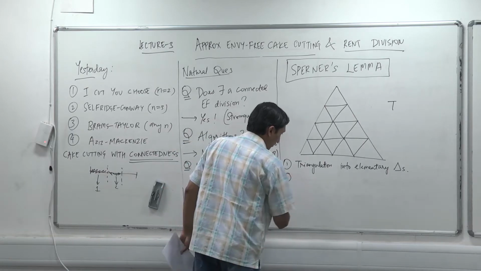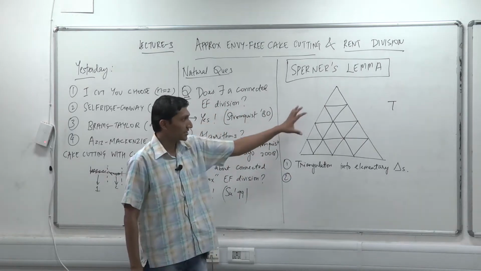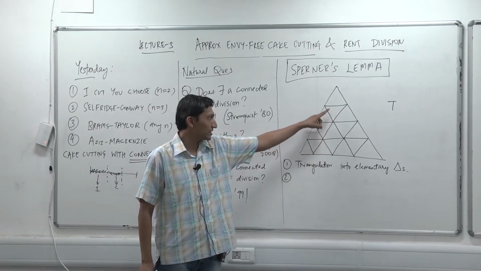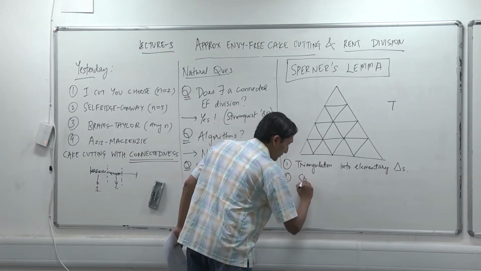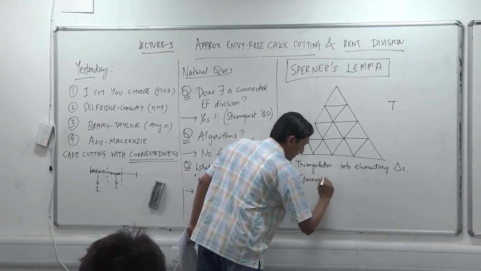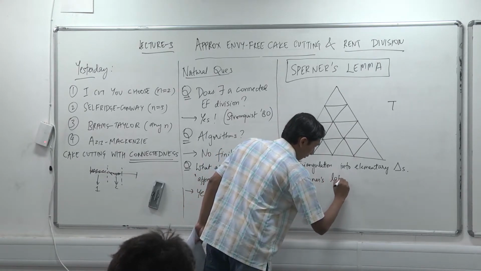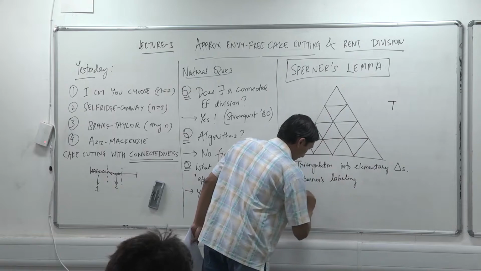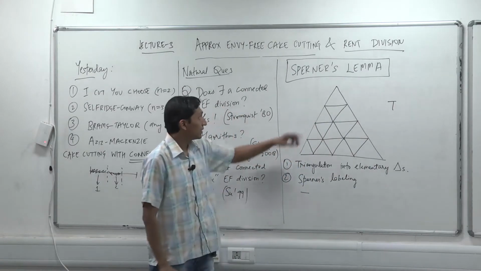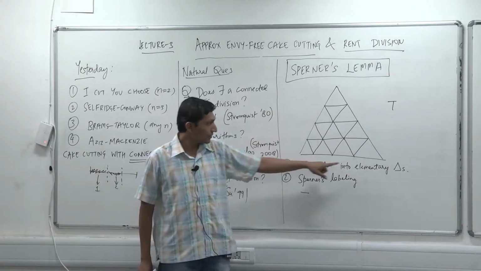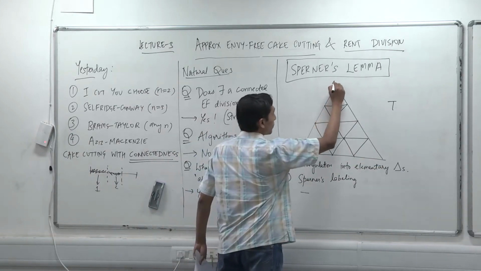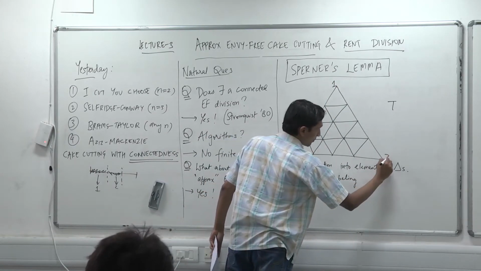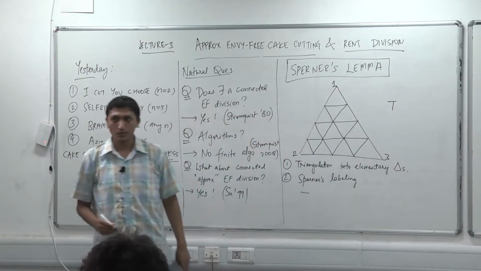That assignment of labels to each of these vertices has to obey two conditions. That labeling is called a Sperner labeling, and it comes with two conditions. The first condition is that the main vertices should all have distinct labels. So 1, 2, 3.